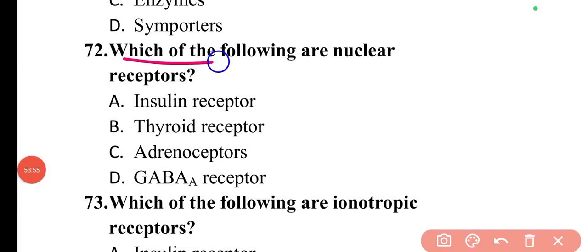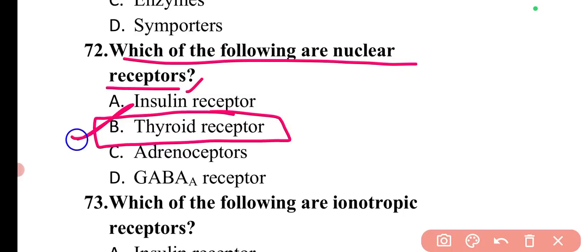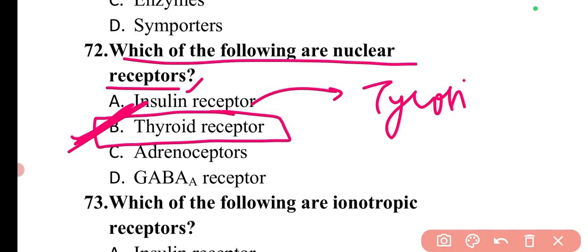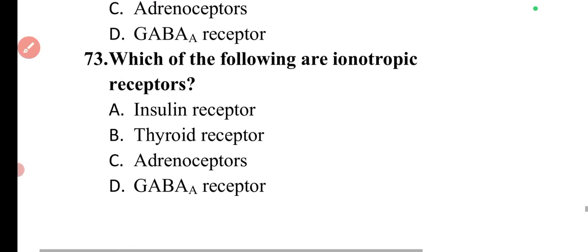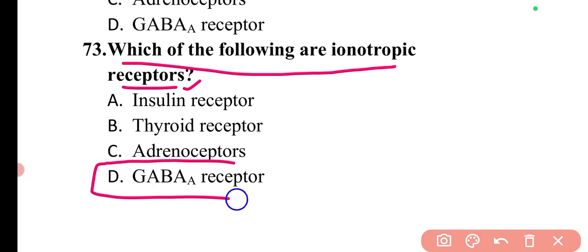Next question is: which of the following are nuclear receptors? The nuclear receptors include the thyroid receptors. So here option B will be the correct answer. The insulin receptors are the tyrosine kinase receptors, and the rest we will study with examples. Next question is: which of the following are ionotropic receptors? The ionotropic receptors include the GABA A receptor. So here option D will be the correct answer.